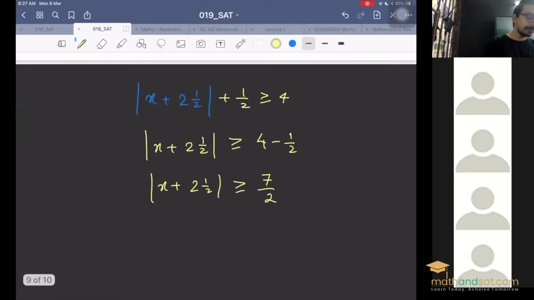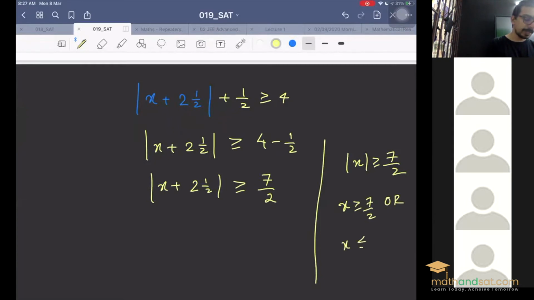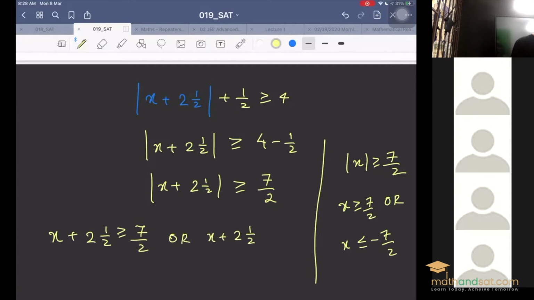Now the same trick. If mod x is greater than or equal to some number 7 by 2, your x is greater than or equal to 7 by 2, or your x is less than or equal to minus 7 by 2. So instead of x, we have x plus 2.5, that's all. So x plus 2.5 is greater than or equal to 7 by 2, or x plus 2.5 is less than or equal to minus 7 by 2. We have two conditions here.